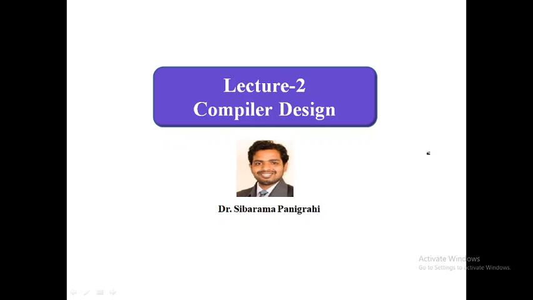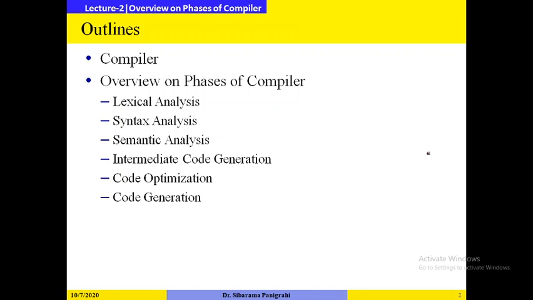Okay, welcome to lecture number 2 of compiler design. In this lecture, we will go through what exactly a compiler is, then an overview of the phases of a compiler. There are 6 phases. We will go through each phase briefly, and throughout the course, we will cover nothing else than these 6 phases.